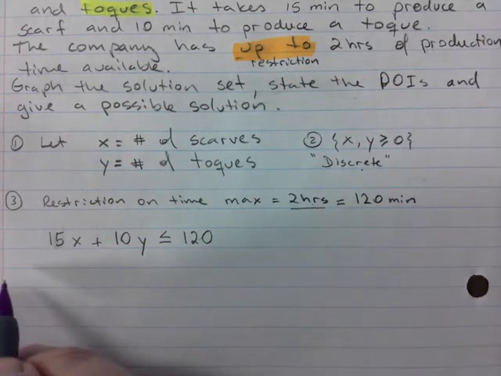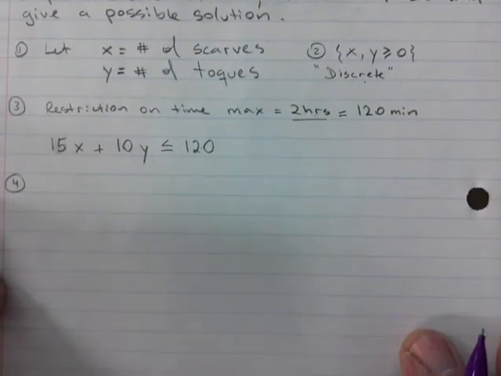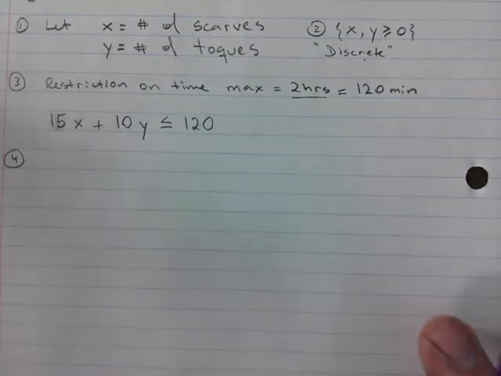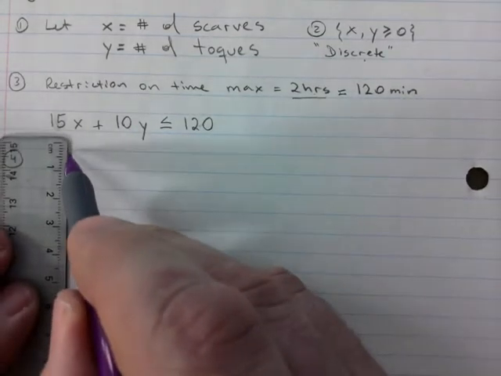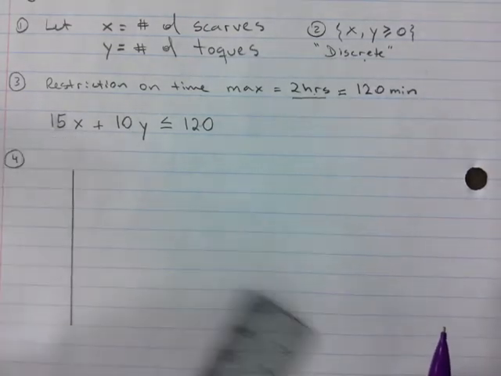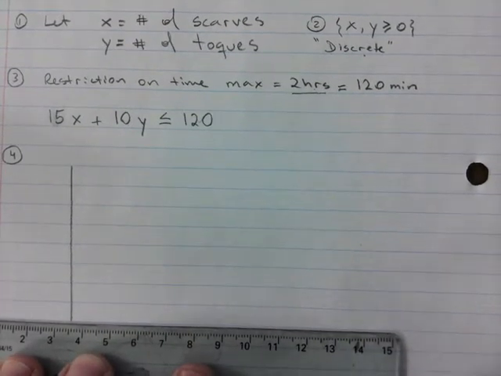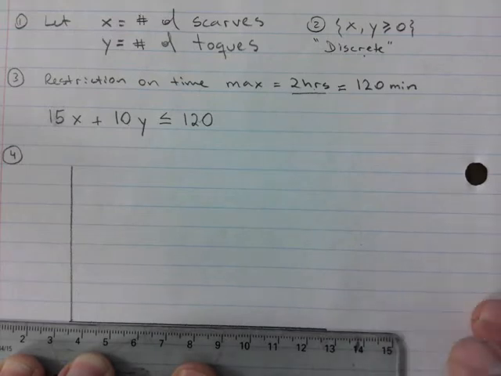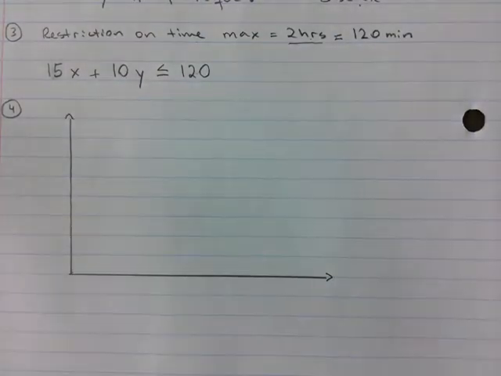So fourth is graph. So we're gonna graph our set here, and you grab a ruler, and we're sticking to the first quadrant. So it's basically just like this. And I'm going to be very picky on labeling here.